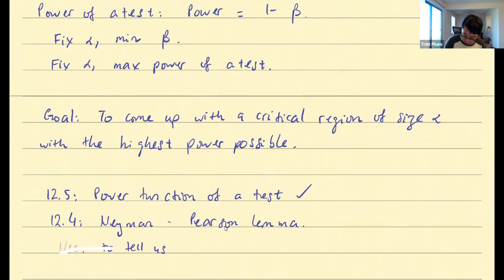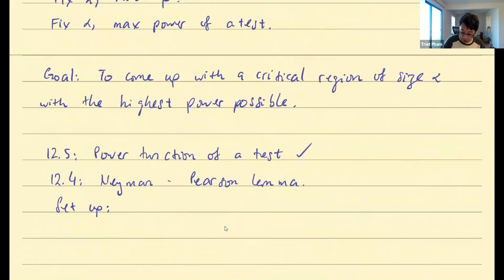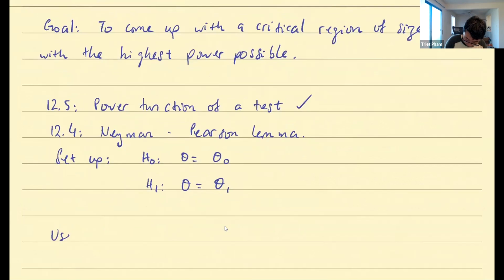Its use is to tell us... All right, sorry, maybe first the setup. The setup of Neyman-Pearson is always about simple hypotheses. Okay, Neyman-Pearson is about simple hypotheses. Again, you ask why? It's because it tries to find the most powerful test, and the most powerful test may not be decidable under composite hypotheses.